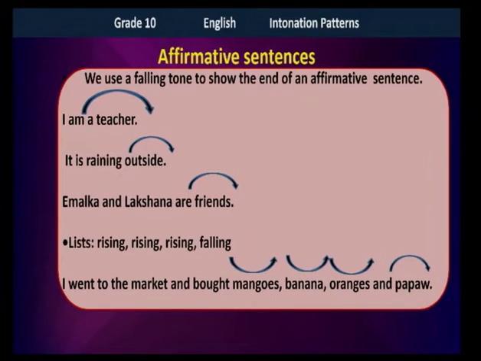The second one, it is raining outside. It is raining outside. Your voice is going down towards the end. And the third one, the same thing happens. Imalka and Lakshana are friends. Imalka and Lakshana are friends. You don't say Imalka and Lakshana are friends. It will be going down, are friends. So it is really important when you speak that you use these patterns properly, so the listener will understand the sentence or the meaning. They will get it quickly, and it will be easy to communicate with your colleagues and any other person.